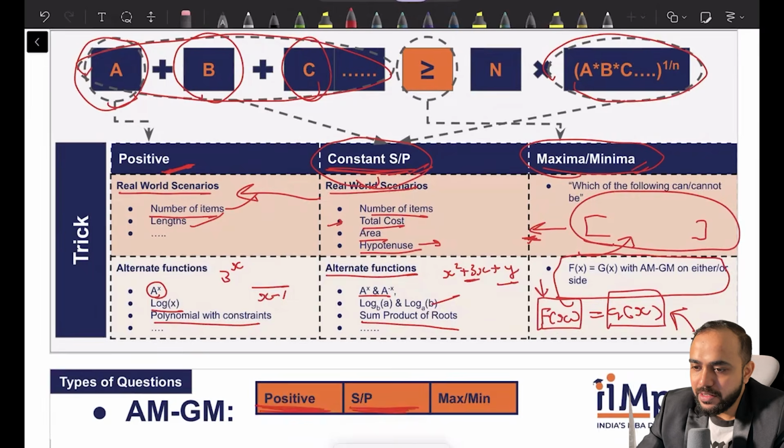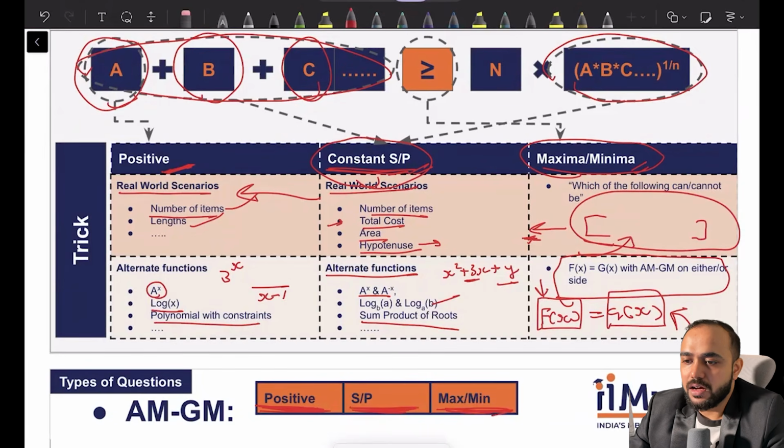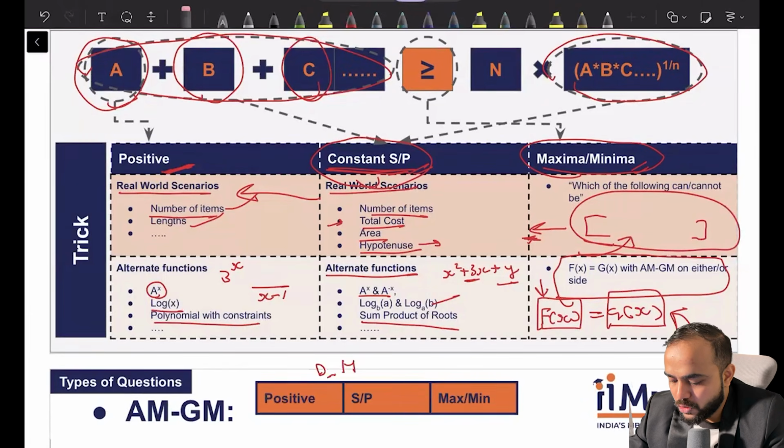The positive hint, the sum product hint, or the max minimum hint? Which of these hints is direct, or which of these hints are hidden? So we will write D or H in front of these three. Are you clear on the assignment? The actual solutions we will be able to discuss. All right. So first question.